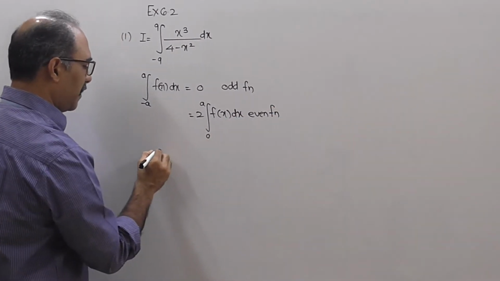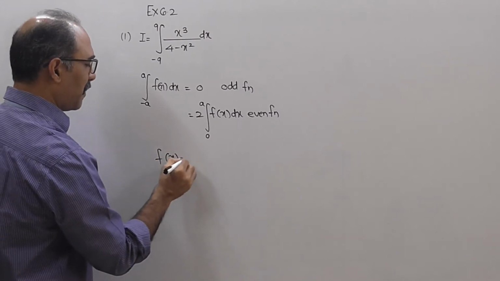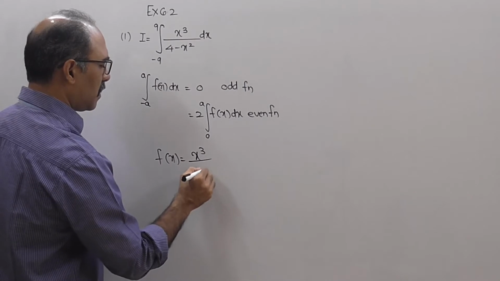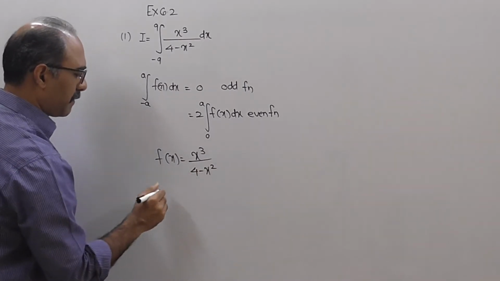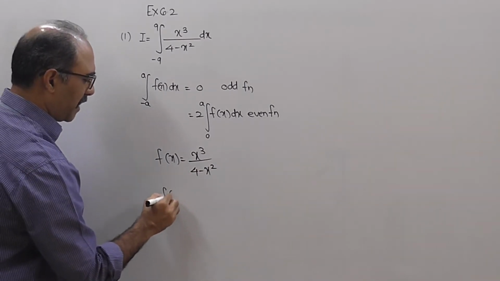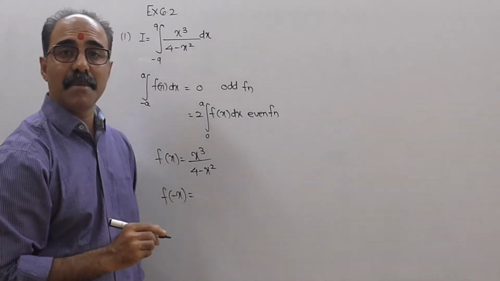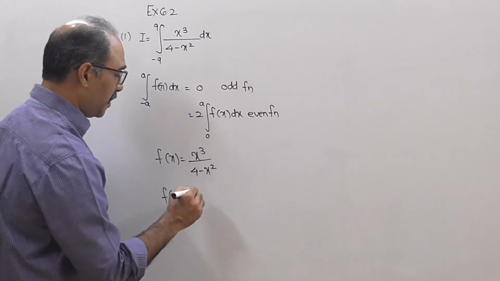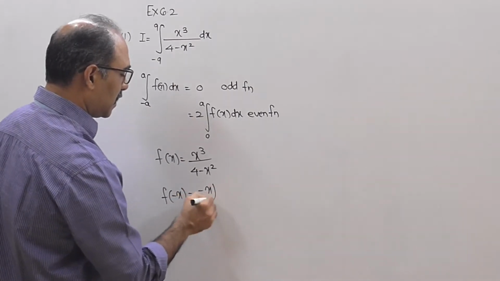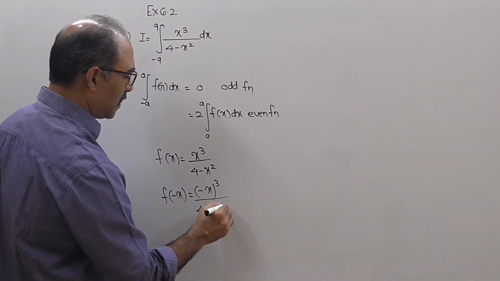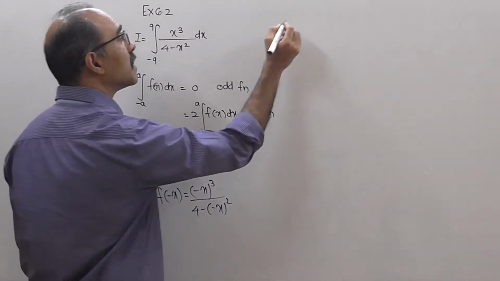So for odd or even function, what do we do? First, copy f of x, x cube upon 4 minus x square. Then you have to find f of minus x. f of minus x means wherever you see x, substitute minus x: minus x the whole cube, upon 4 minus minus x the whole square.